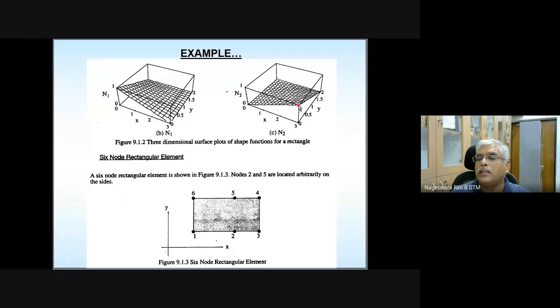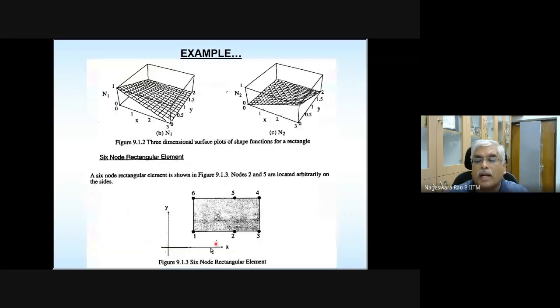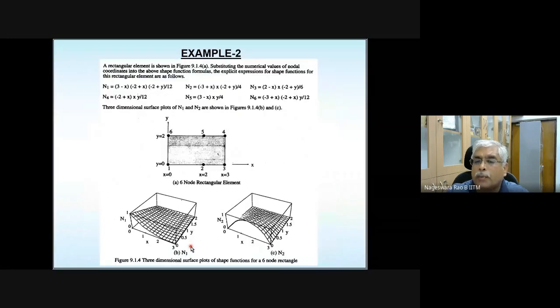Okay? And you can plot N3 and N4 similarly. And you can see here, this has linear variation along this direction, linear variation along this direction. That's why it's a bilinear element. Similarly, if you take a 6-node element, it is going to have quadratic variation along the x direction and linear variation along the y direction. And you plot, taking specific values of the nodal coordinates, a few of the shape functions.